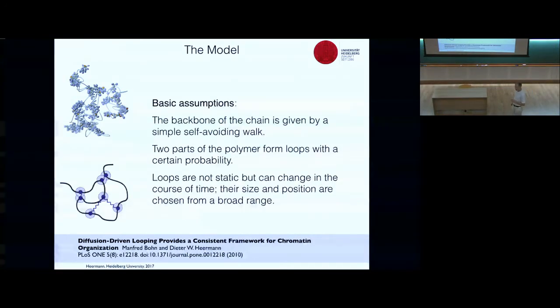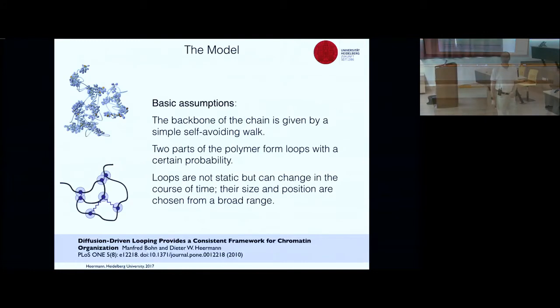Sure. Yeah. It's in there. Yeah, it's all these transcription factories, etc. And I'll talk later on about proteins that are involved in this.